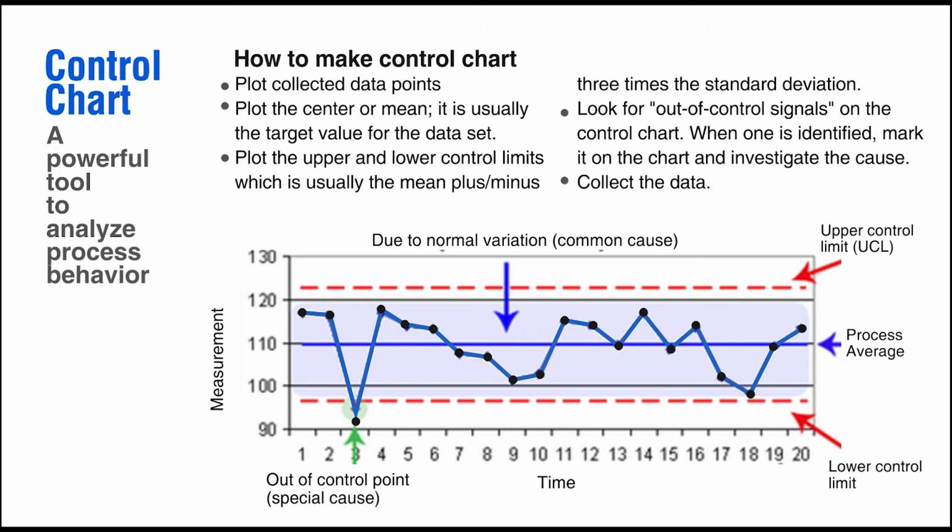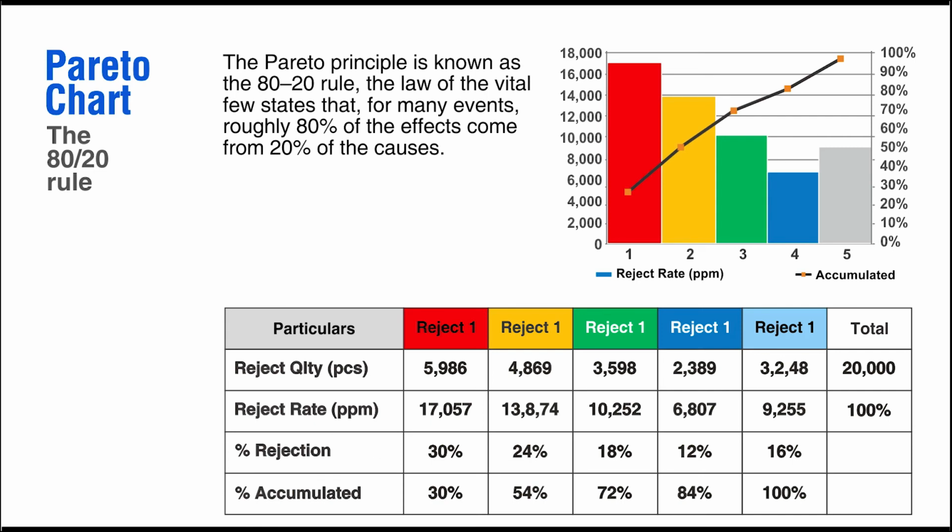Plot the upper and lower control limits, which are usually the mean plus or minus 3 times the standard deviation. Look for out-of-control signals on the control chart. When one is identified, mark it on the chart and investigate the cause. Collect the data. The Pareto principle is known as the 80-20 rule.